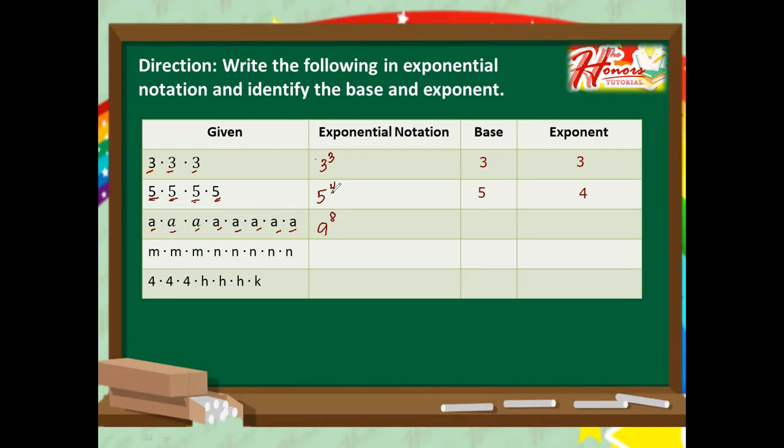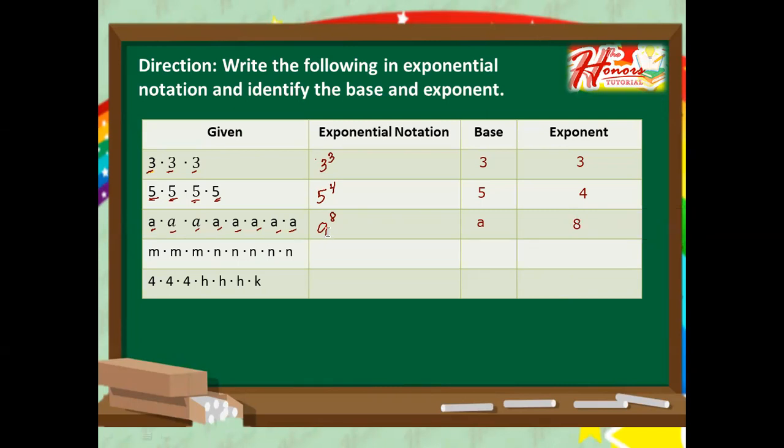And then we have to identify the base. The base, again, is the number that is repeatedly multiplied to itself. And that is letter A. For the exponent, those are the number of times that A is multiplied to itself. So that is 1, 2, 3, 4, 5, 6, 7, 8. So we have here 8. So the exponent is 8.